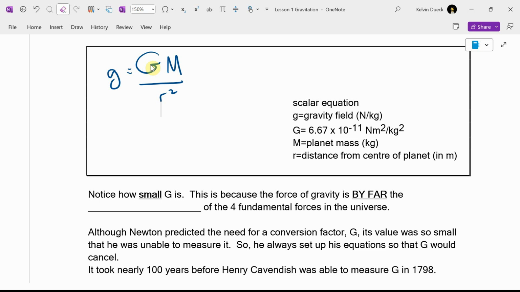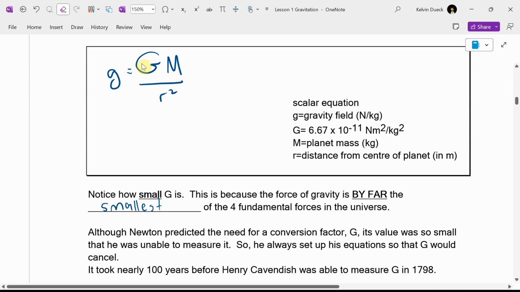With that negative 11, gravity is by far the smallest of the four fundamental forces in the universe. Compared to electromagnetism, for example, it's 10 to the 20th times smaller. Electromagnetism is a hundred million times stronger than gravity. You think of gravity as being strong because it's the one that dominates your life the most, but it's a very weak force. Very weak.